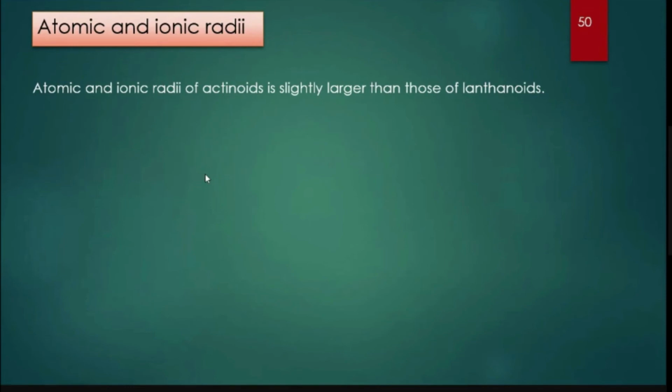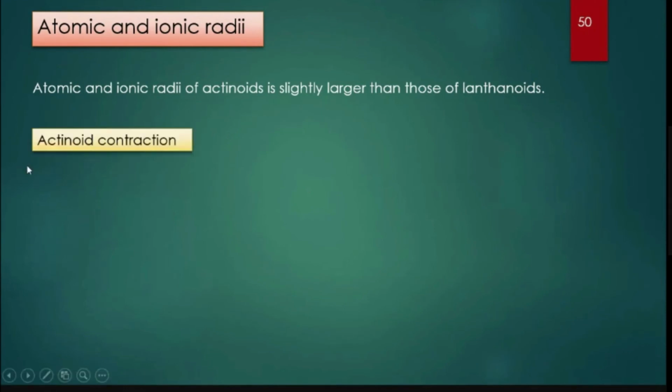Next important topic is atomic and ionic radii. Atomic and ionic radii of actinoids are slightly larger than those of lanthanoids. When we compare the atomic sizes of actinoids and lanthanoids, these actinoid elements have slightly larger atomic sizes than the lanthanoids, not largely.